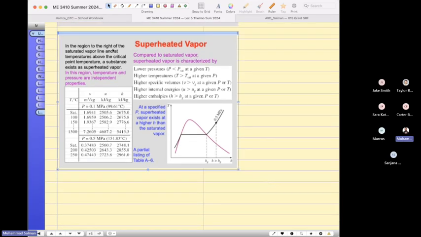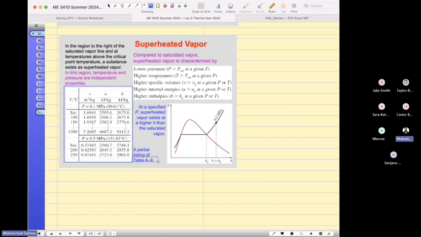You see this table, it is just a small portion of table A6. So in table A6, in this region you can find out the properties.